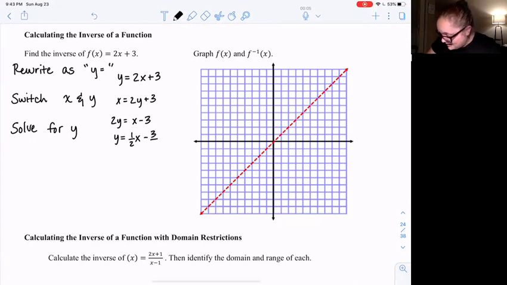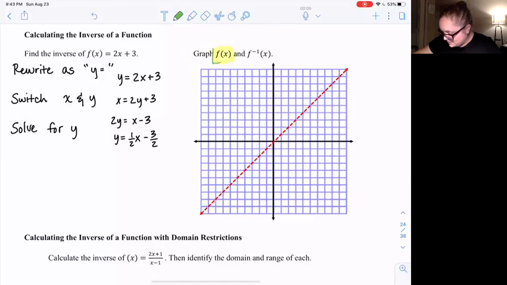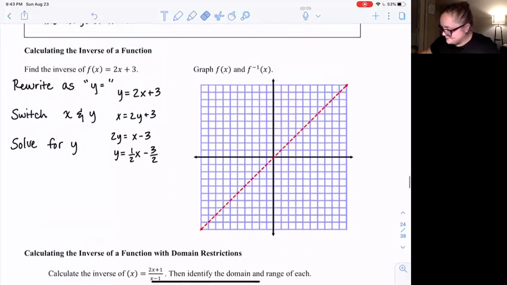minus 3/2. Okay, so the next thing that I have to do here is it asks to graph f of x and to graph f inverse. So I'm going to graph f of x. Let's actually graph that in green. We're going to put that in green. All right.